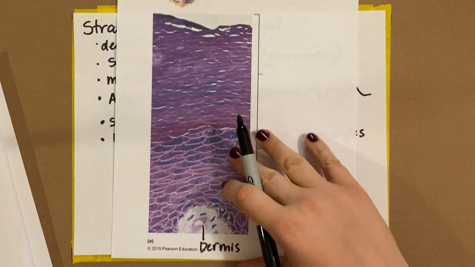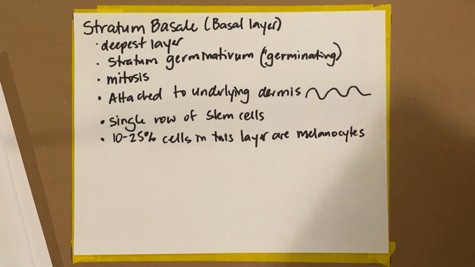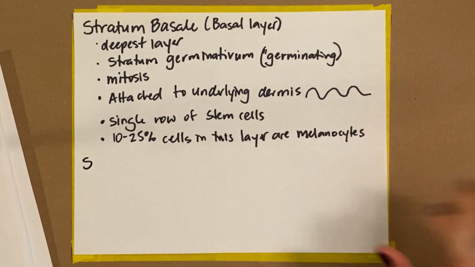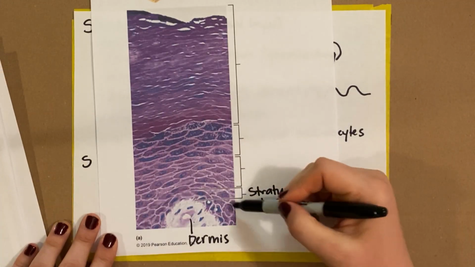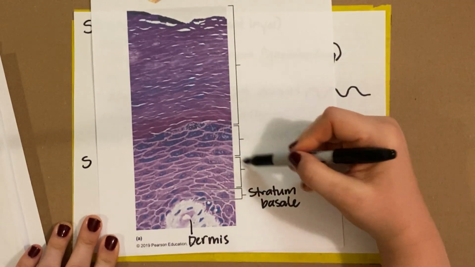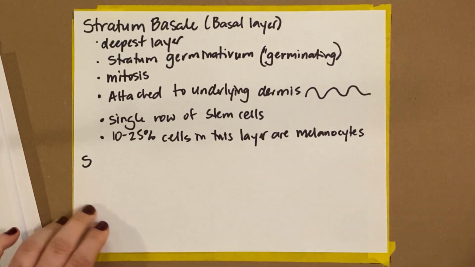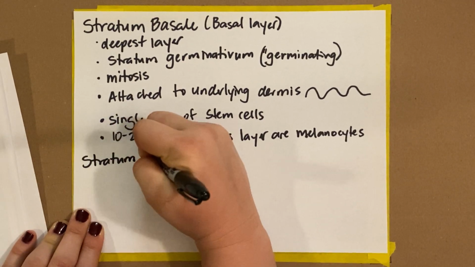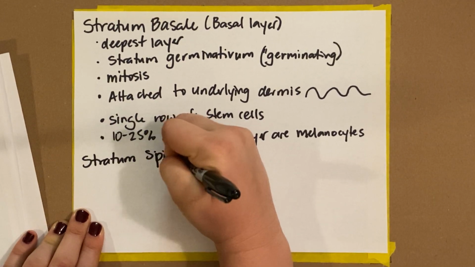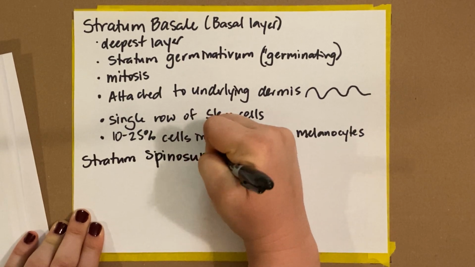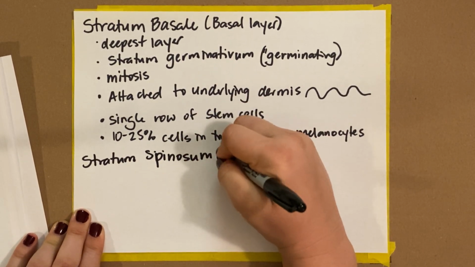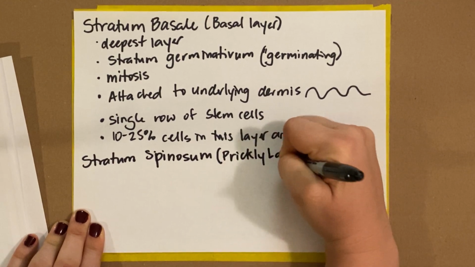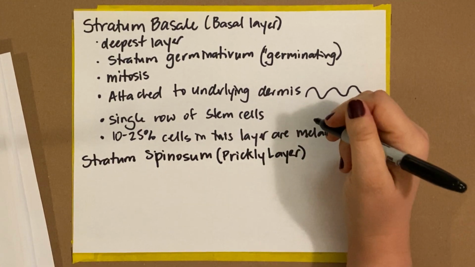Now we're going to move on to the next layer, and we're going from the bottom up. We're starting deep and we'll continue to go up. So now we're going to talk about this next section right here. This is going to be called the stratum spinosum, which means the prickly, or you can think of it like the spiny layer. I'm going to explain why it's called that.